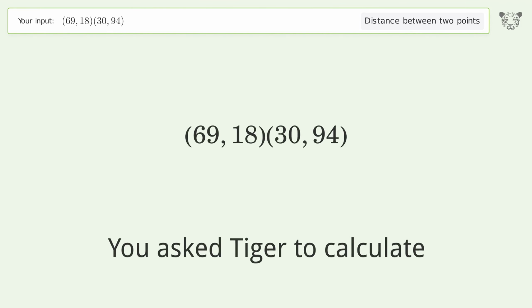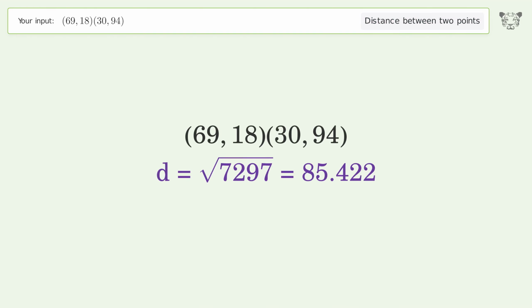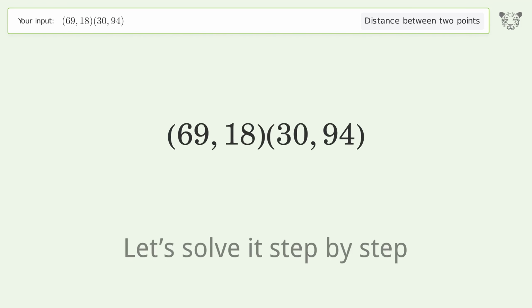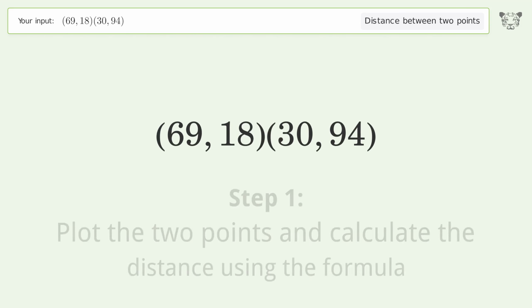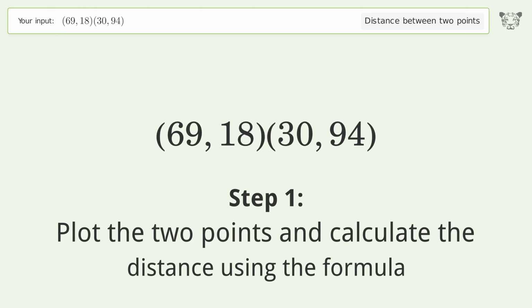You ask Tiger to calculate. This deals with the distance between 2 points. The distance between the 2 points is the square root of 7,297, or 85.422. Let's solve it step by step. Plot the 2 points and calculate the distance using the formula.